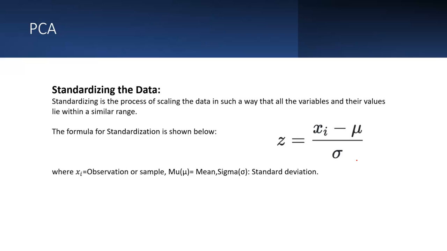So that gives the z value, where xi is the observed value, mu is the mean value, and sigma is the standard deviation. So by this we can have standardized data.